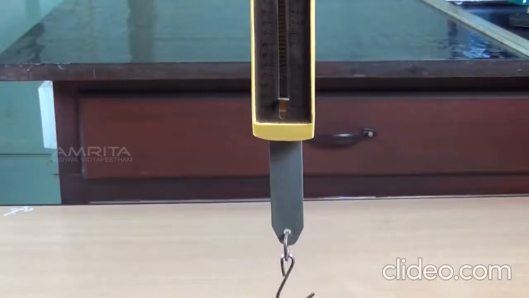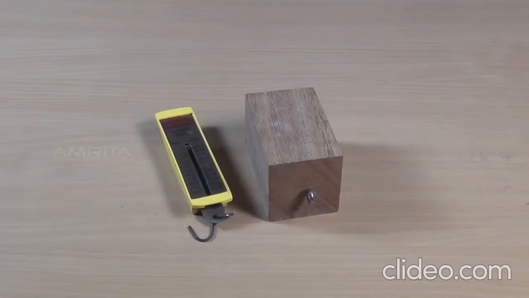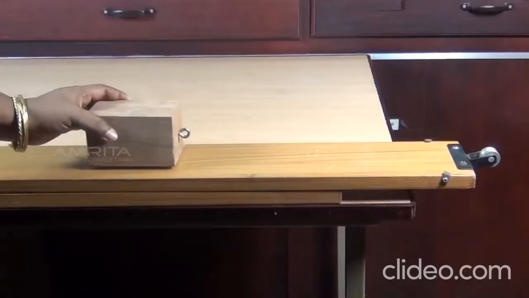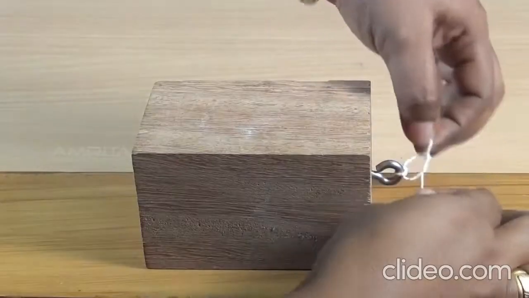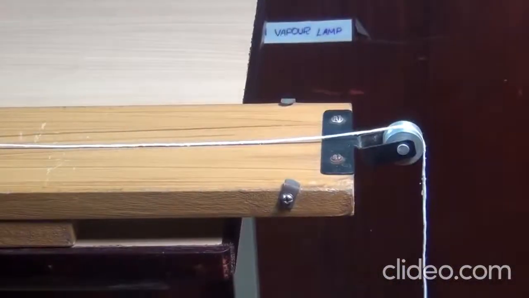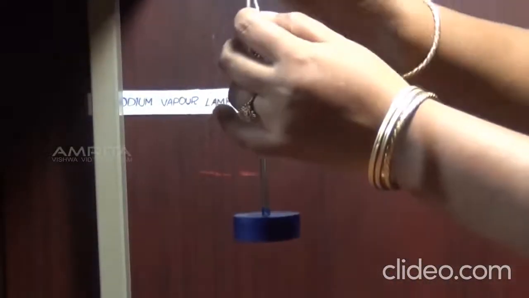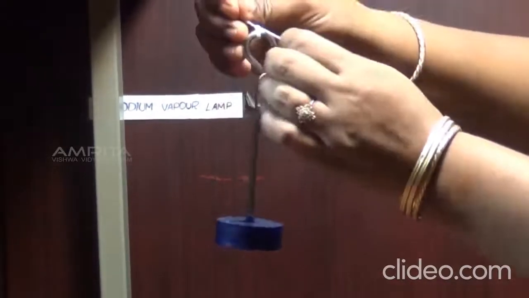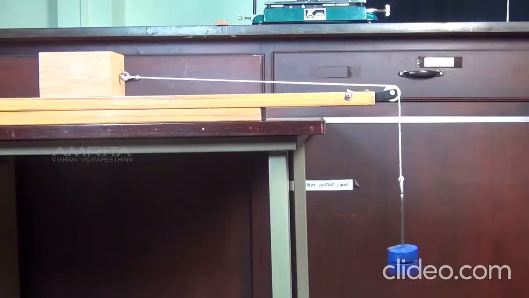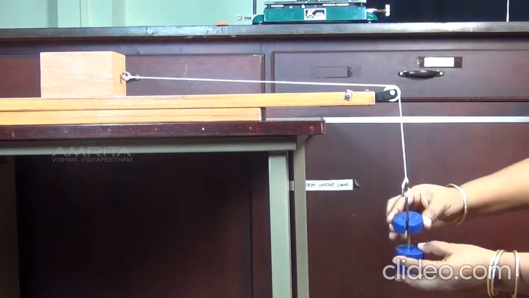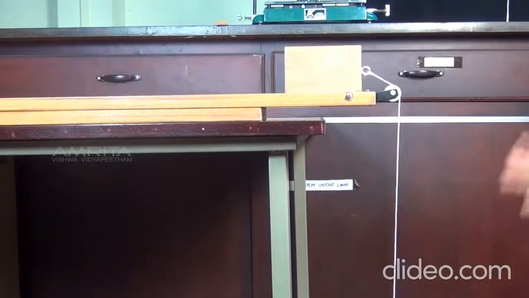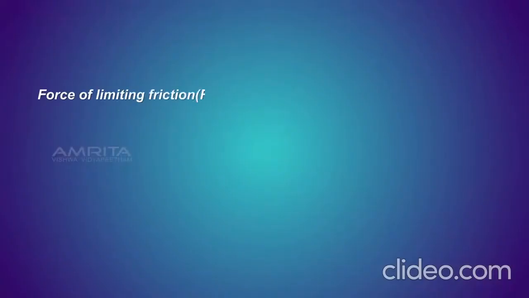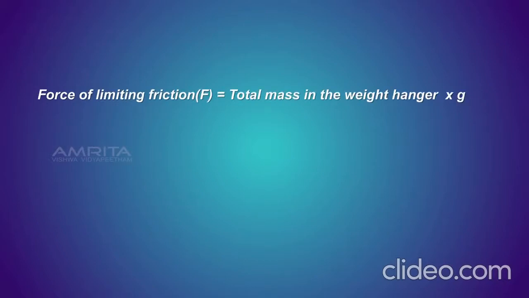Procedure: determine the mass of the wooden block M using a spring balance and keep it on the tabletop. Tie one end of a thread to the hook of the wooden block and pass it over the pulley. Tie the other end of the thread to the weight hanger and hang it vertically. Increase the weights in the weight hanger till the block just starts sliding. Note down the total mass added to the weight hanger and multiply it by acceleration due to gravity g, which gives the force of limiting friction F.